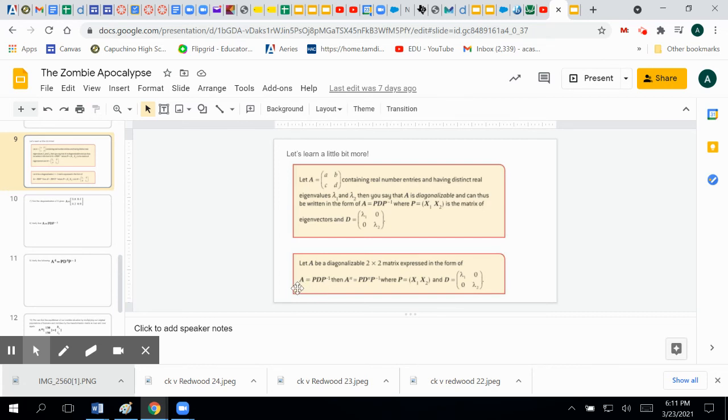If you can rewrite your matrix A, in my case, my matrix A was 0.8, 0.2, 0.1, 0.9, in the form PDP to the negative 1, then you can take that diagonal matrix and raise it to an exponent really easily. Because the diagonal matrix is just going to be our eigenvalues. And what were our eigenvalues? They were 1 and 0.7, or 0.7 was the first one and 1 was the second one. You can take that to the power of 480, no problem.